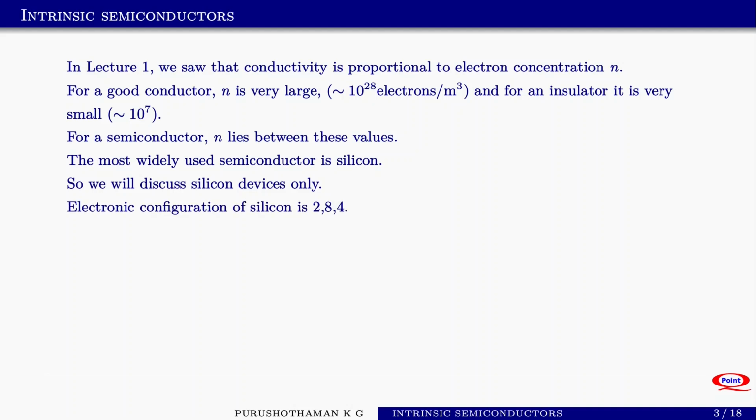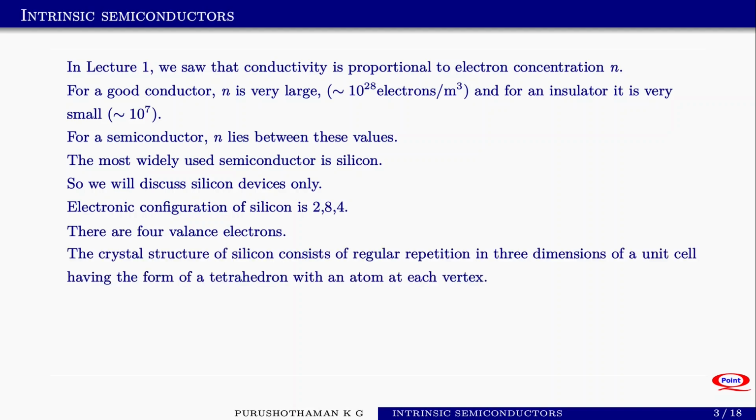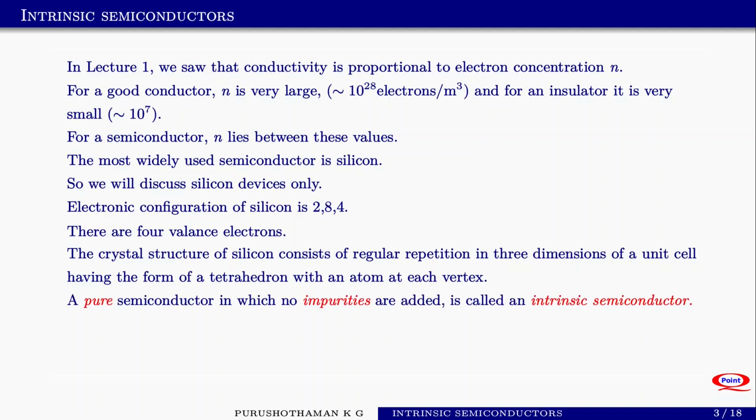The electronic configuration of silicon is 2, 8, 4. So there are 4 electrons in the valence shell. The three-dimensional structure of silicon consists of regular repetition of a unit cell having the form of a tetrahedron with an atom at each vertex. A pure semiconductor in which no impurities are added is called an intrinsic semiconductor. An impurity means anything other than silicon.